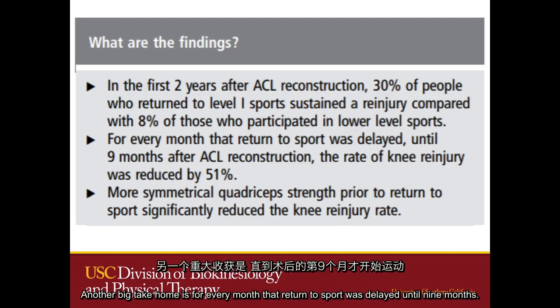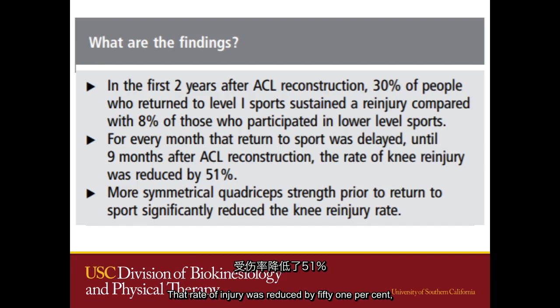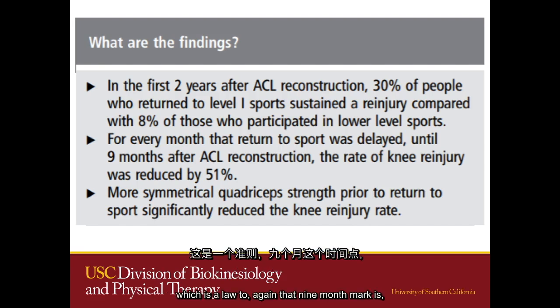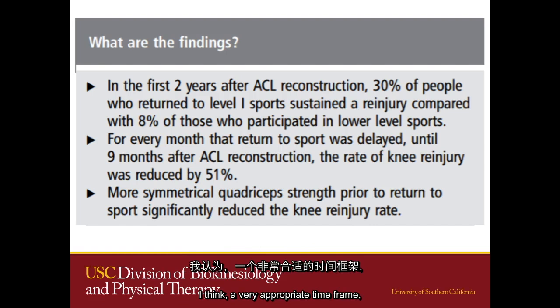Another big take-home is that for every month that return to sport was delayed until 9 months, the rate of injury was reduced by 51%, which is a lot. So again, that 9-month mark is, I think, a very appropriate time frame. They should obviously be able to meet all the criteria, but we're waiting until 9 months to return to sport.